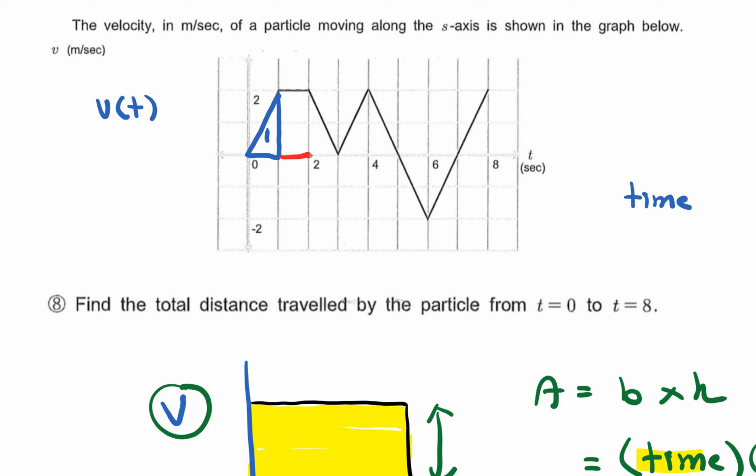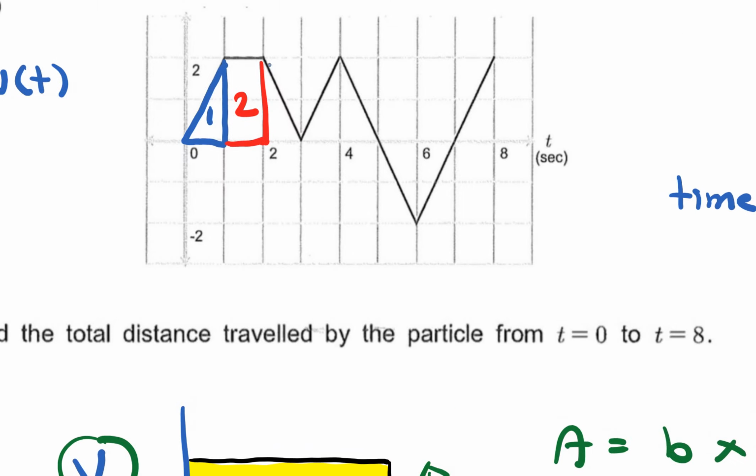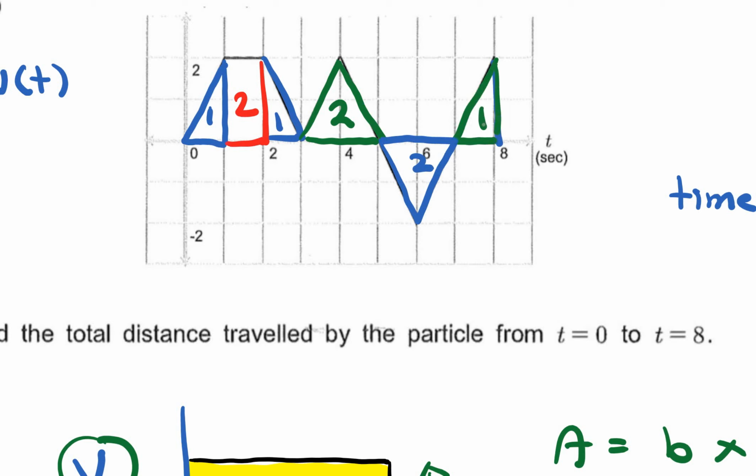If I look at this rectangle here, the area of a rectangle is base times height, so 2 times 1 is 2, so this area is going to be 2. And then by symmetry, this is going to be 1. And then if I take a look at this triangle here, the base is 2, the height is 2, so base times height is 4. 4 divided by 2 is going to be 2, so that area is 2. And then by symmetry, this area is also going to be 2. And then by symmetry again, this triangle over here has a value of 1.